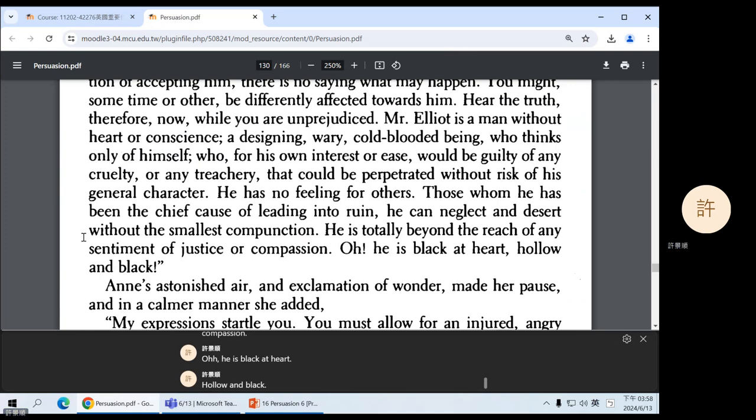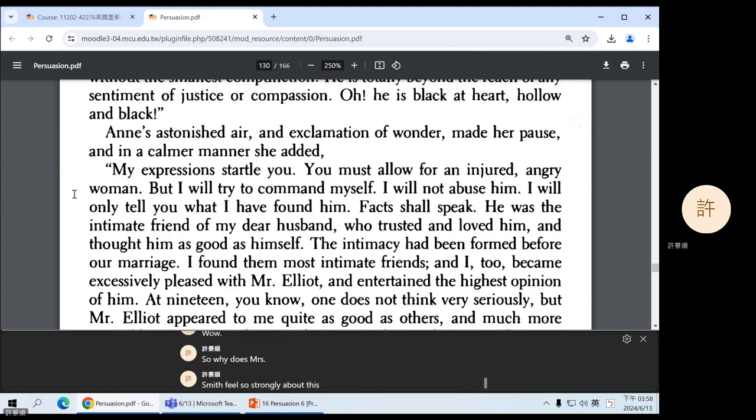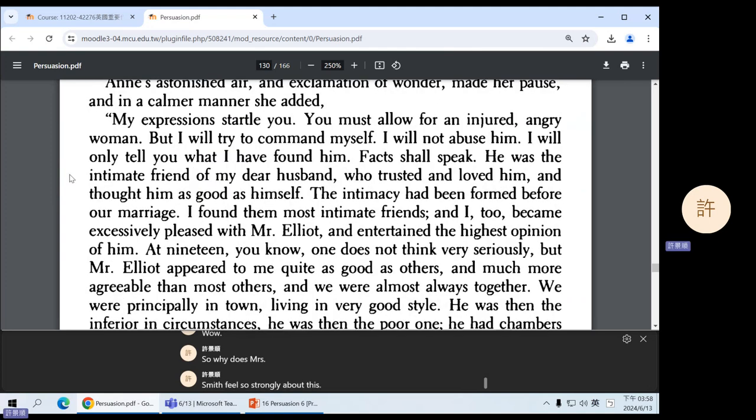Wow. So why does Mrs. Smith feel so strongly about this? Here is where Mrs. Smith tells the story. Facts shall speak. He was the intimate friend of my dear husband who trusted and loved him and thought him as good as himself. So her husband, now dead, thought that Mr. Elliot was, like himself, a good man.